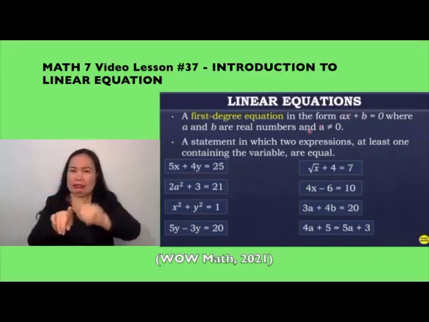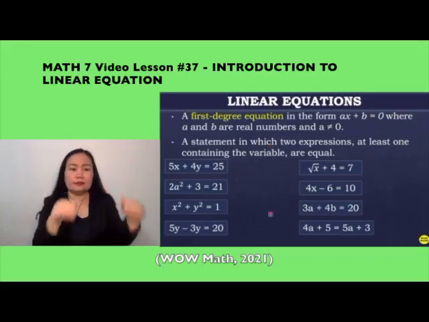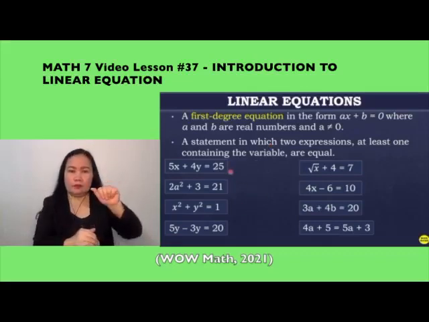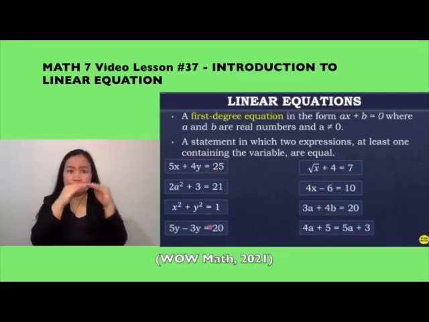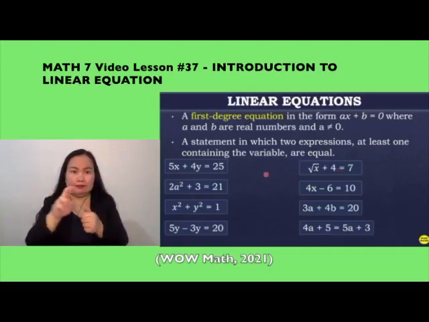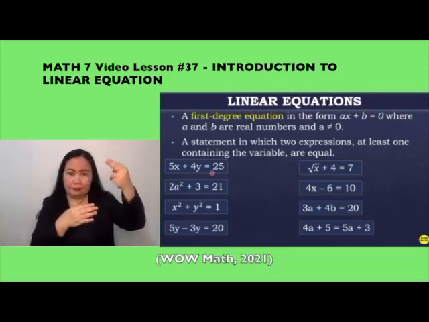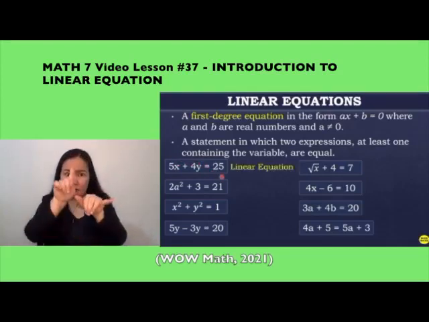Now, I have here sets of equations. These are all equations. Yun nga lang, hindi lahat linear. Again, these are all equations kasi may mga equal signs sila. Yun nga lang po, hindi po lahat ay linear. So, alin nga ba dito ang linear equation? Isa-isahin natin. Titingnan po natin yung degree o yung highest power. Kapag 1 po ang highest power nila, that is linear. Ito 1 po ang highest power, so this is linear equation.